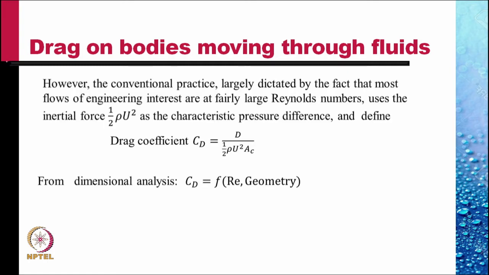However, the conventional practice, largely dictated by the fact that most flows of engineering interest are at fairly large Reynolds number, uses inertial force 1/2 rho u square as the characteristic pressure difference and defines the drag coefficient CD as drag divided by 1/2 rho u square times the characteristic area. From dimensional analysis, we can get CD is a function of Reynolds number and the geometry.